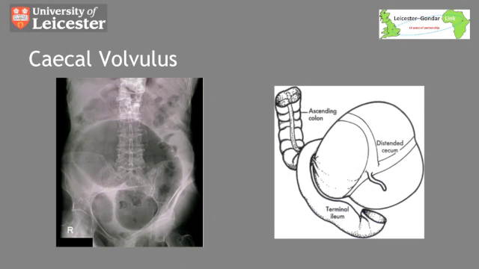Cecal volvulus is a rare x-ray finding. A twist occurs in the ascending colon that leads to a massively distended cecum. The apex of the volvulus points towards the left upper quadrant, and urgent surgical decompression is needed due to the risk of perforation.